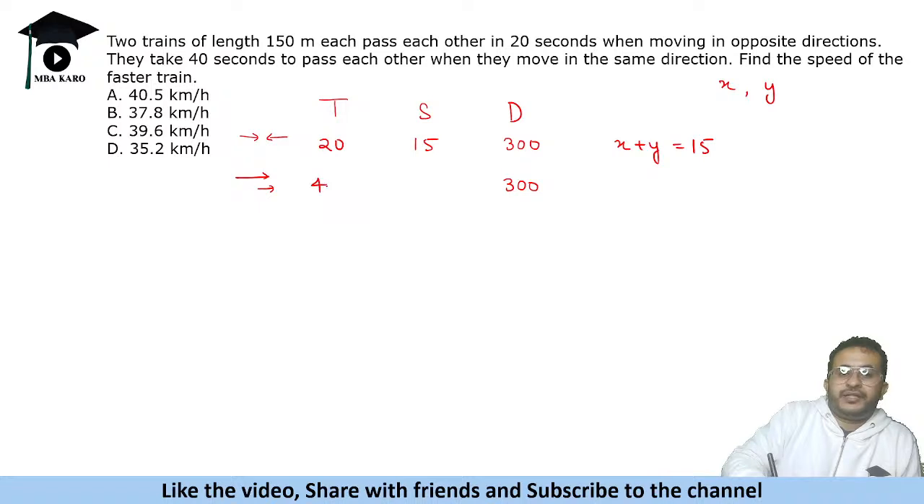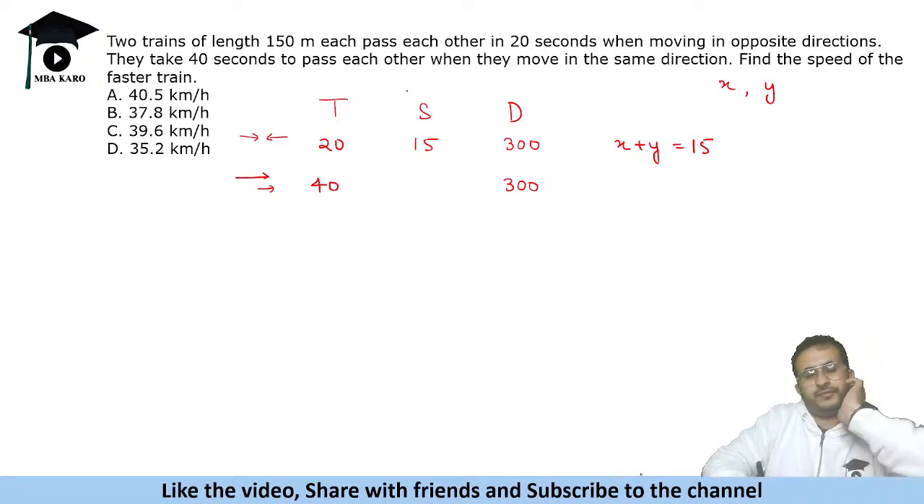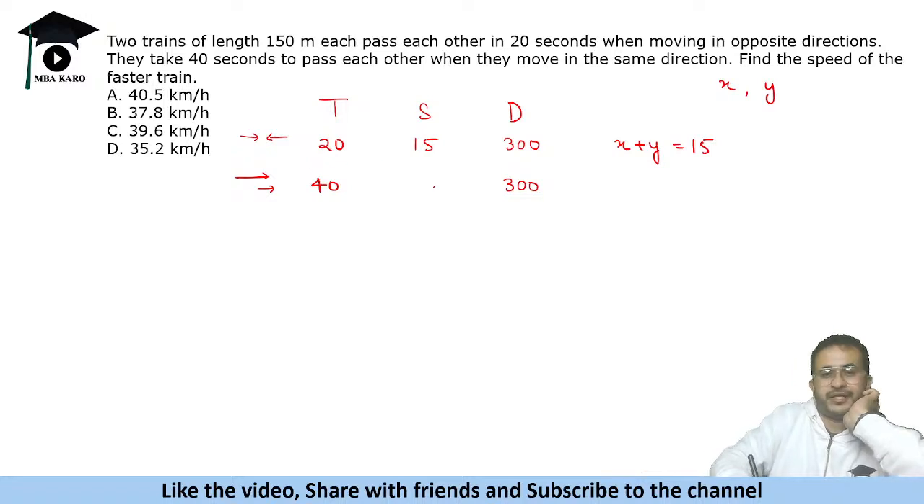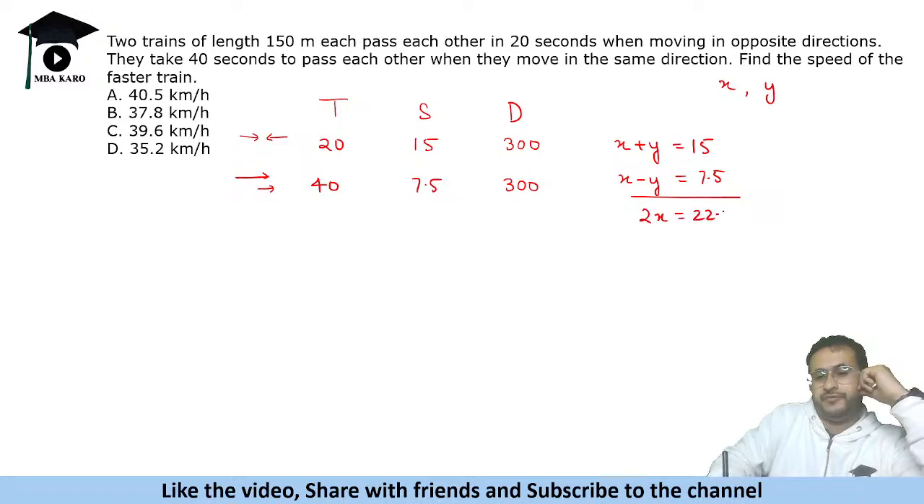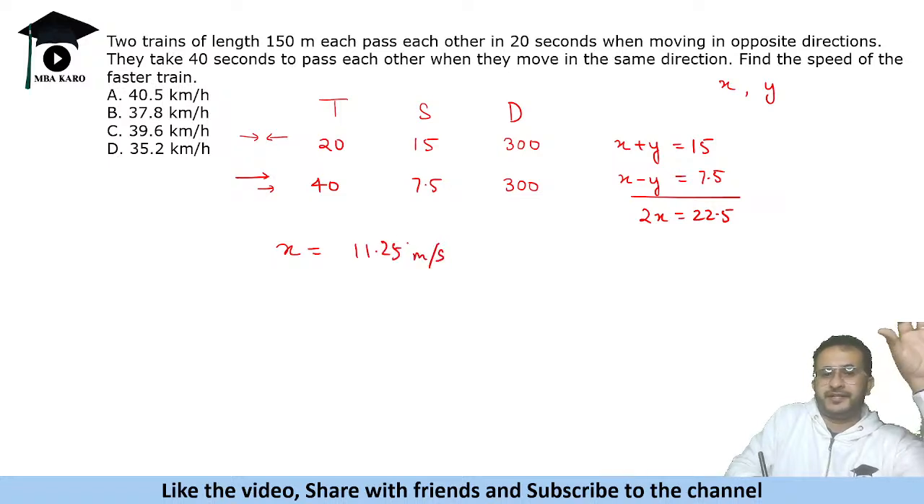Now when they are going in the same direction, they are taking 40 seconds, right? One train takes 40 seconds to overtake. So speed is 7.5. That means x minus y is 7.5 meter per second. So when we add, we get 2x is equal to 22.5. So x is 11.25 meter per second, the faster train, right?